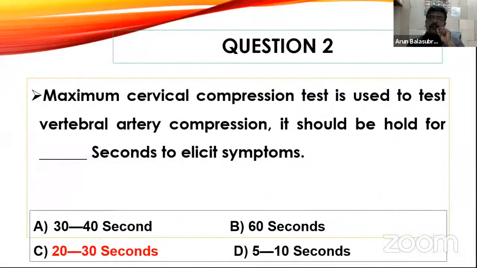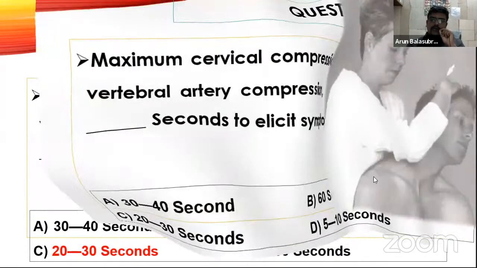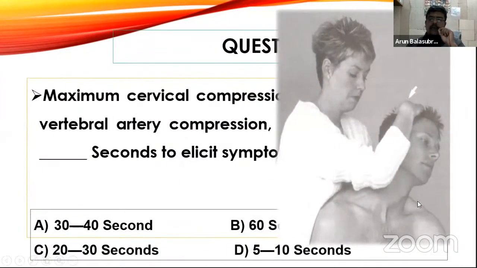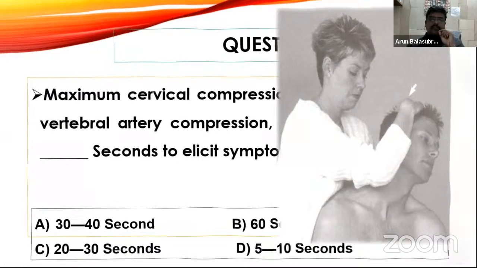So when you compress on the lateral side, we are going to close the neurovascular structures and thereby test whether the vertebral artery is compressed or not. When the vertebral artery is compressed and held for 30 seconds, the patient will have dizziness, nausea, like these symptoms, or the patient will exhibit all the neurovascular symptoms, and you can say it is a confirmatory test for vertebral artery compression. There are many tests to identify vertebral artery compression. One of the tests is the maximum cervical compression test.